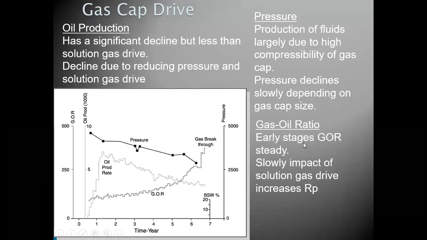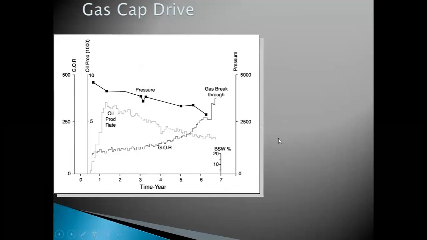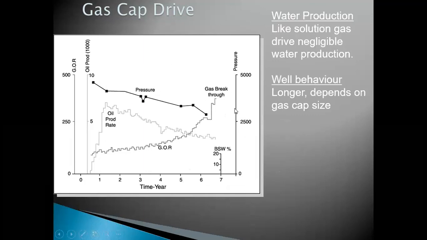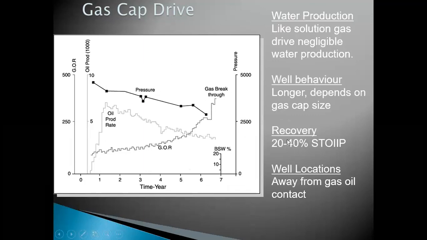So gas oil ratio early stage is ready. Let me show you. The recovery is around 40%. So in the solution gas, the expected recovery was 30%. Here the expected recovery is 40%, with the well away from the gas oil contact. So what you need to do is place the well as far away from the gas oil contact as possible. Otherwise gas will come a lot and your GOR will increase very fast.